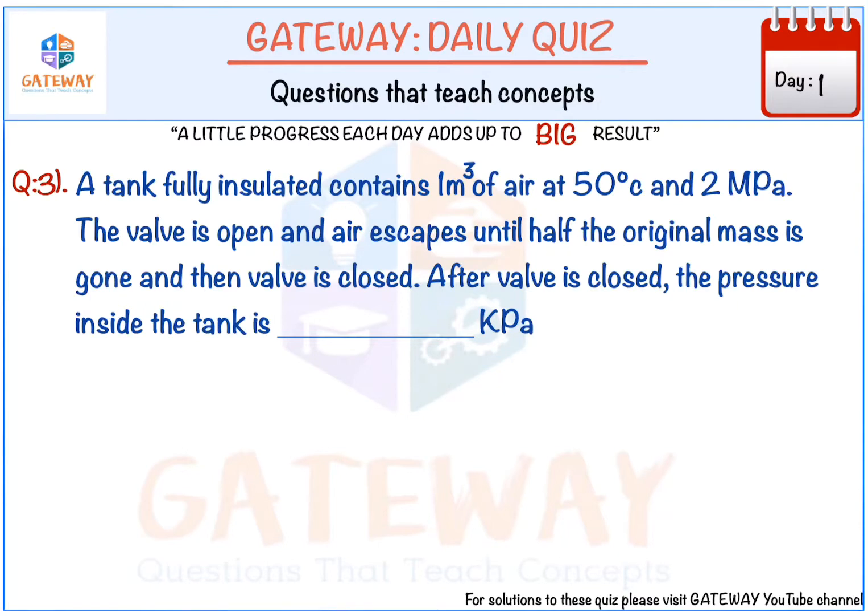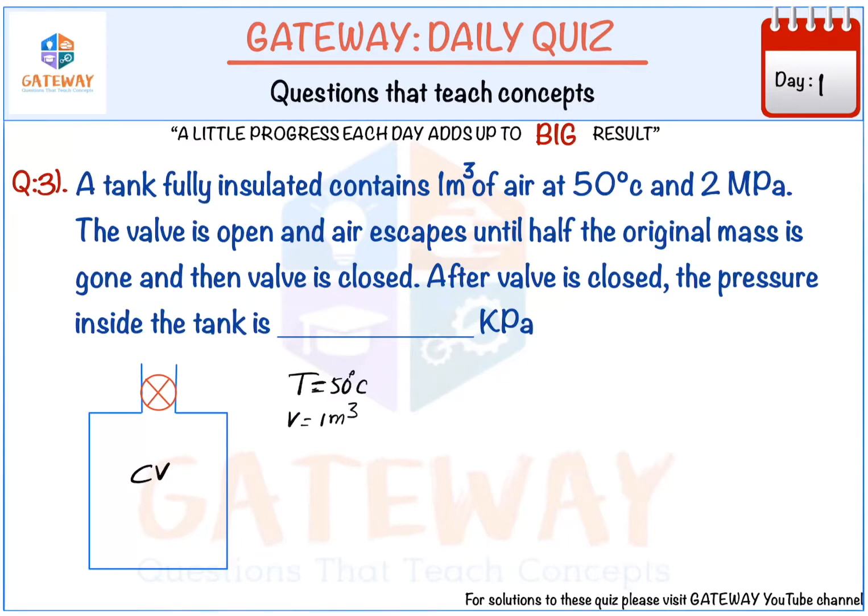So this is a case of discharging. So we need to do control volume analysis here. Here we have a control volume, nothing but the tank, and it is having a fixed volume 1 meter cube. So control volume is nothing but fixed volume analysis at 50 degrees centigrade. The initial conditions were T is equal to 50 degrees centigrade and volume is 1 meter cube, and then the pressure is 2 megapascals.